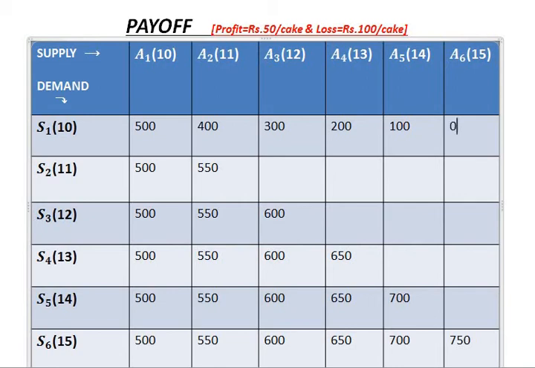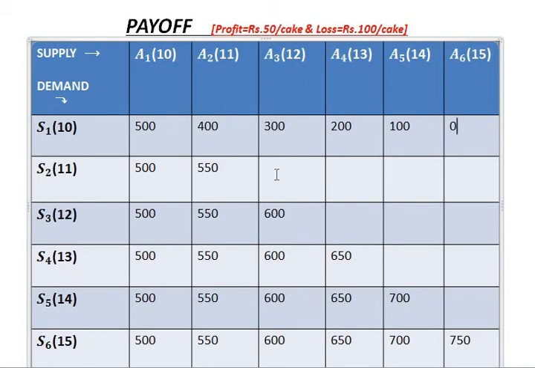Why 0? Because in this example he purchased, or baked, 15 units and sold 10. So he will get 500 as profit, but 5 extra, so 5 into 100, that is 500 wasted, unsold, from his pocket which he had already spent. So that is 500 minus 500. Now here, what is the profit? 550.